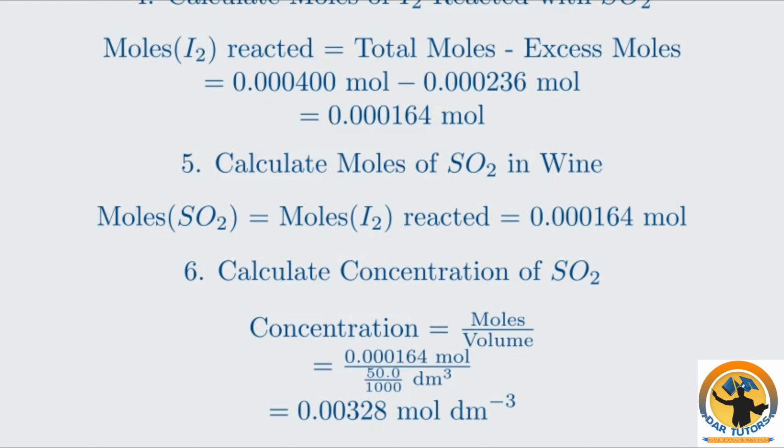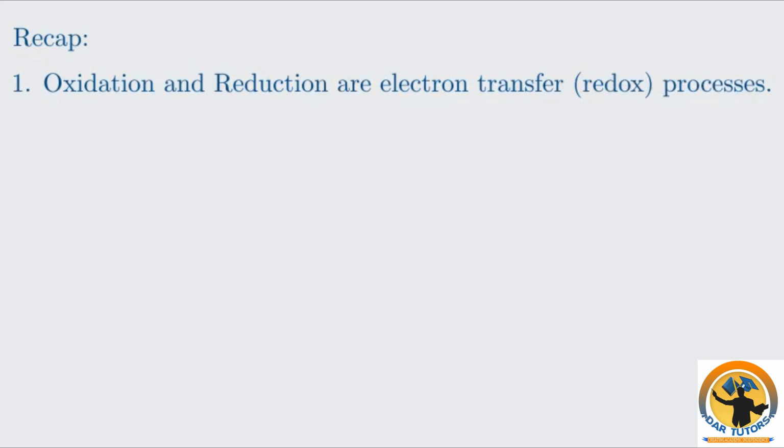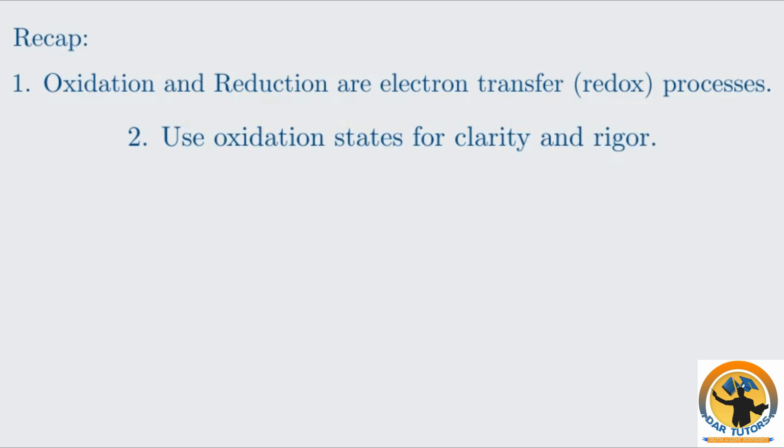preservative in the wine. Let's quickly review the key takeaways from this session. We learned that oxidation and reduction are electron transfer processes, which we can track using oxidation states. An increase in oxidation state is oxidation, and a decrease is reduction. We also saw how to apply this in practice by balancing half equations and solving quantitative titration problems, including the more advanced technique of back titration.